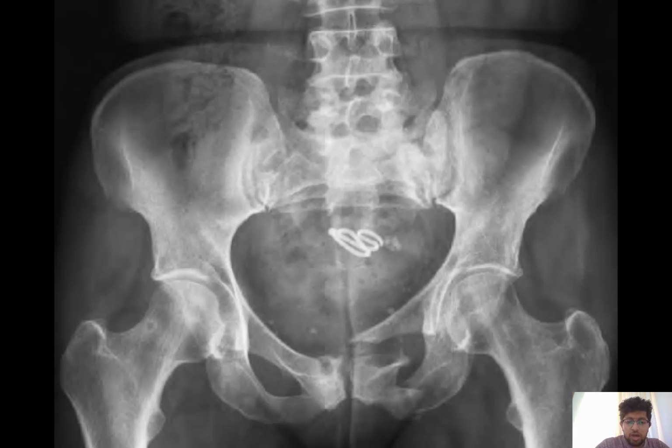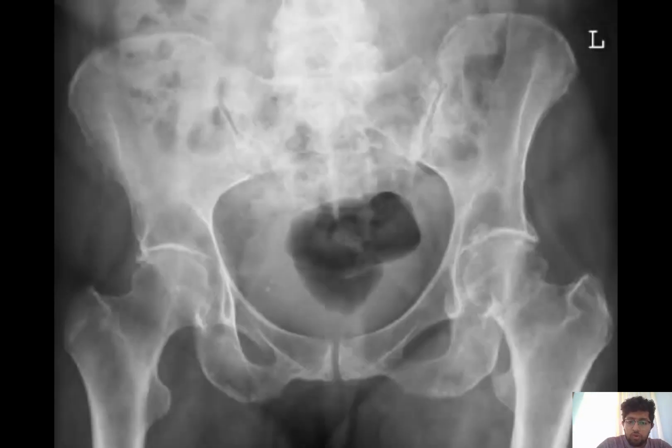This is an example of an AP radiograph with an obvious fracture in the superior and inferior pubic rami, and you can see that there is a break in the Shenton's line. So this is how the AP radiograph helps us to detect the fracture.